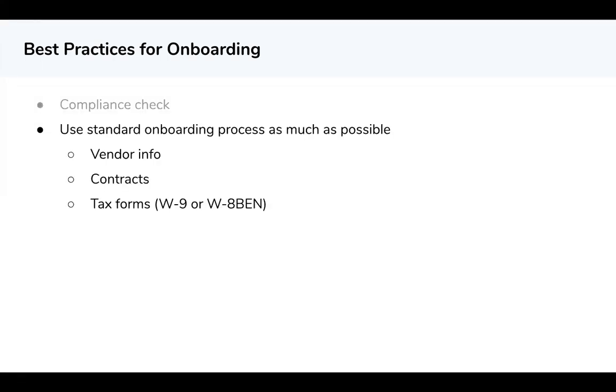Once you're good with compliance, you'll be sending out a package for onboarding paperwork. As much as possible, push to use your standard documents and process, and make sure your onboarding includes not only the contract execution, but also properly collecting relevant vendor information as well as tax forms such as W-9 or W-8. One of the mistakes that I made in the past is not collecting these tax forms up front, and so make sure it's part of your onboarding package.